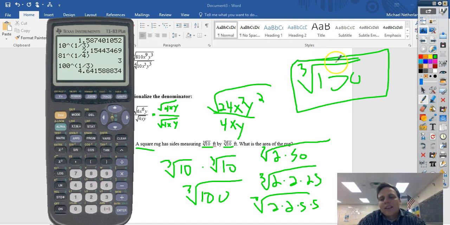Now it's not actually that way on the test. On the test you can simplify. But I just wanted to show you guys that.